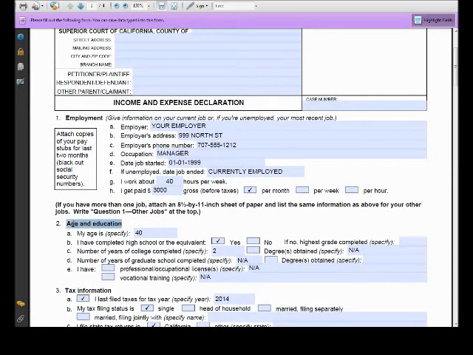Section 2 of the I&E asks for your age and education. Complete lines A through E and do not leave any lines blank. If any lines in the I&E do not apply to you, you can enter 0 or NA.